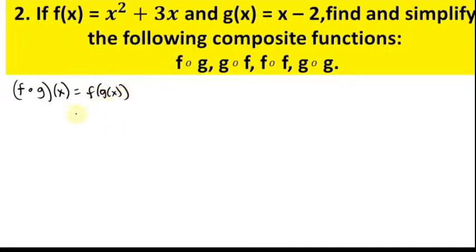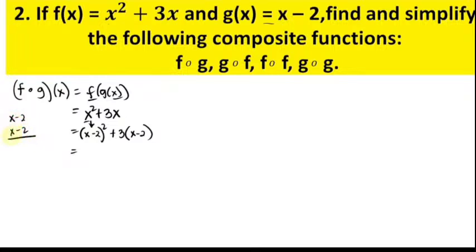So yan, equals, ano yung value ng f of x? So ang value ng f of x is x squared plus 3x. Then i-replace natin yung value ng x sa value ng g of x. So si x magiging x minus 2. So that is x minus 2 raised to 2, ito, that is the value of x, plus 3 times, ang value ng x is x minus 2. Then simplify, x minus 2 raised to 2, so meaning you need to multiply by itself.